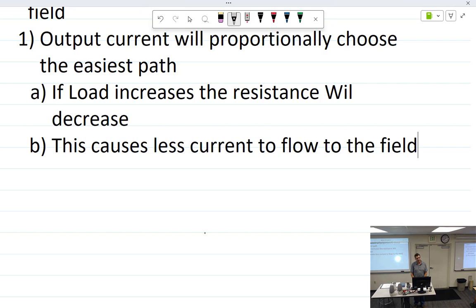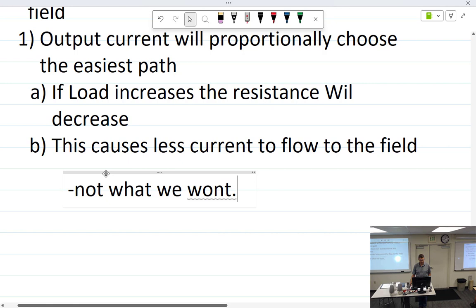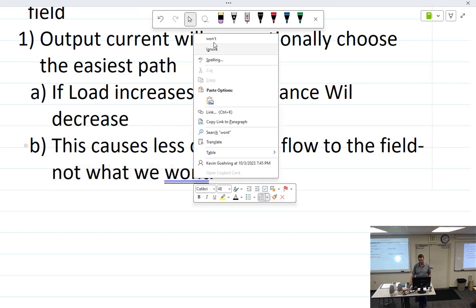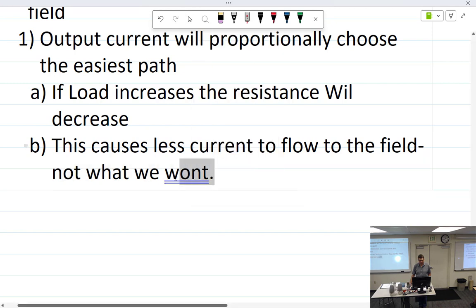Okay, so, is this a problem? Yes. It's working the opposite of the way we want it. So it causes less current to flow through the field. Not what we wanted, not what we want. For sure. Why did it do that? Not at all what we want.